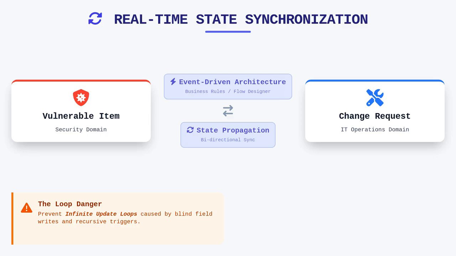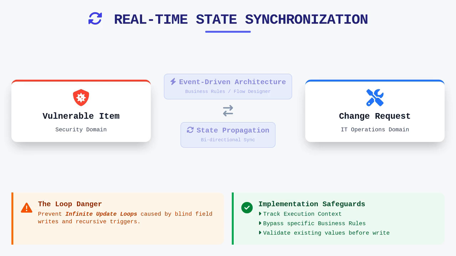However, we must introduce safeguards against infinite update loops, where a change in an IT record triggers an update to the security record, which in turn cascades back into the IT record. This usually manifests when developers perform blind field writes without checking for existing values or utilizing flags to prevent the synchronization logic from refiring its own triggers.